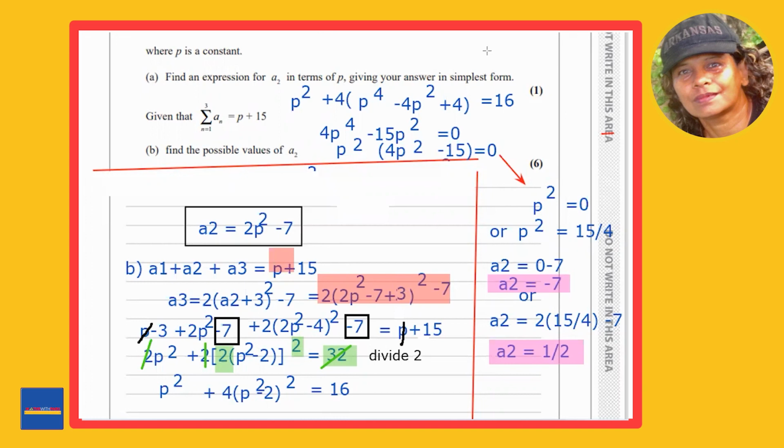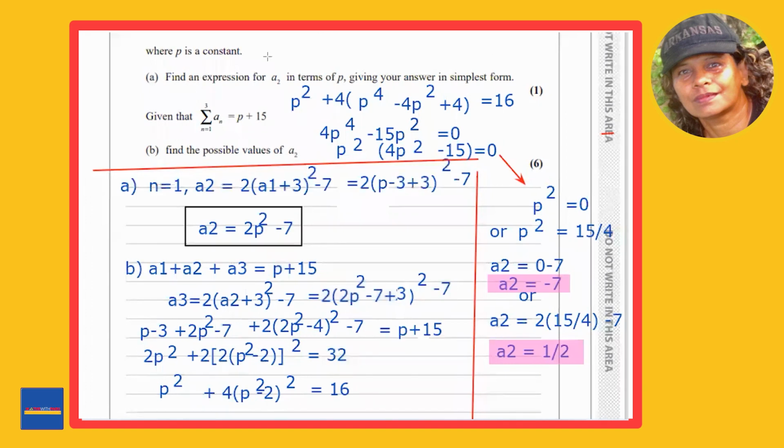Now I'm going to clear this up because there's too much writing. And then I'm going to go over here and continue this part. All right, so this box is going to be continued over here. We have P squared plus 4. And when I want to square P squared minus 2, that's going to become P to the power 4 minus 4P squared plus 4 is equal to 16.